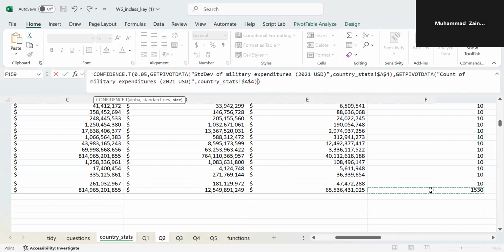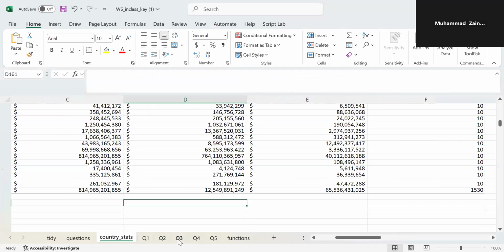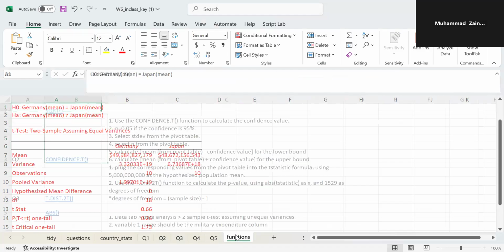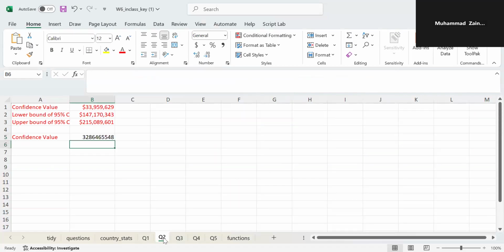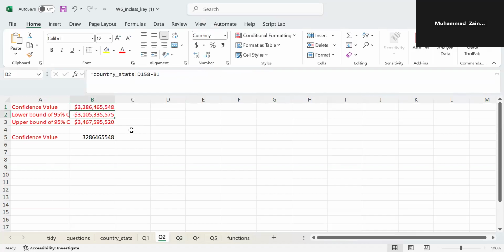I think it's the count. Let's see. Three functions. Yeah, so basically, that's the count. So if we go here, I had the formulas from the last table.